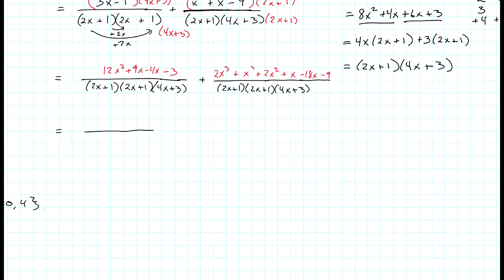So I go to my next line. I want to bring these together as a single fraction. 2x plus 1 times 2x plus 1 times 4x plus 3. And in the numerator, we'll have 2x cubed. I want to add my x squareds together. I've got 12x squared. Then another one, 13, 14, 15x squareds. Then my x terms, I've got 9x minus 4x is 5x, and then another x is 6x, and then minus 18x is minus 12x. And I've got a minus 3, and a minus 9 makes minus 12.